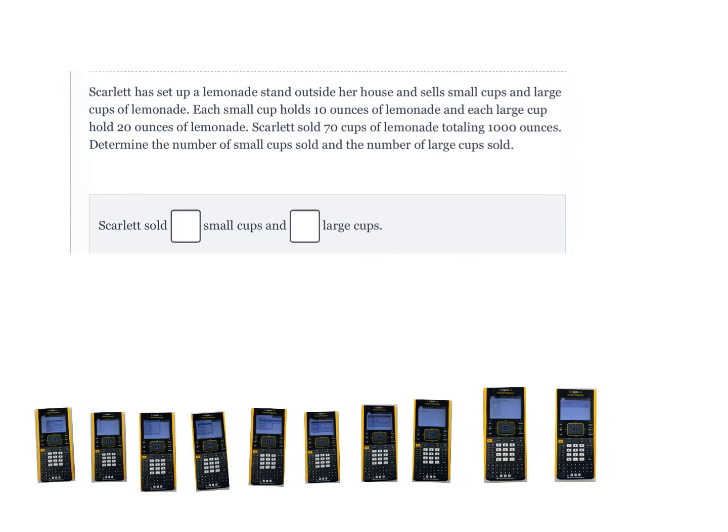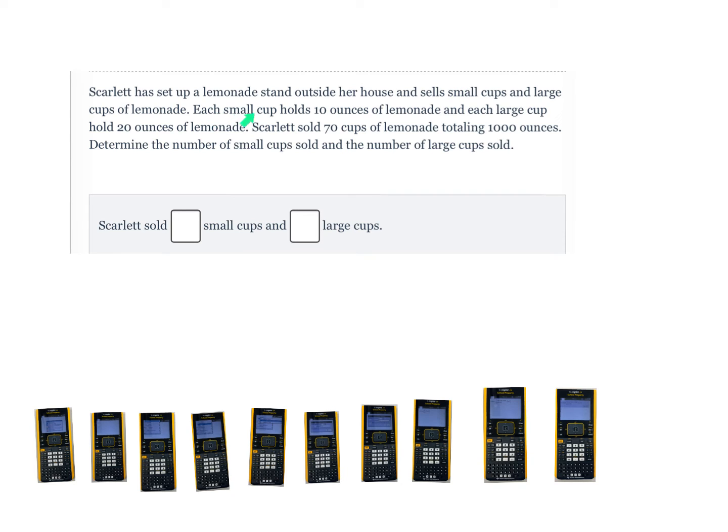All right, so let's take a look at this word problem here to look at how we can set up a system of equations. This says that Scarlett has set up a lemonade stand outside her house and sells small cups and large cups of lemonade. So we have a couple variables there, small cups and large cups.